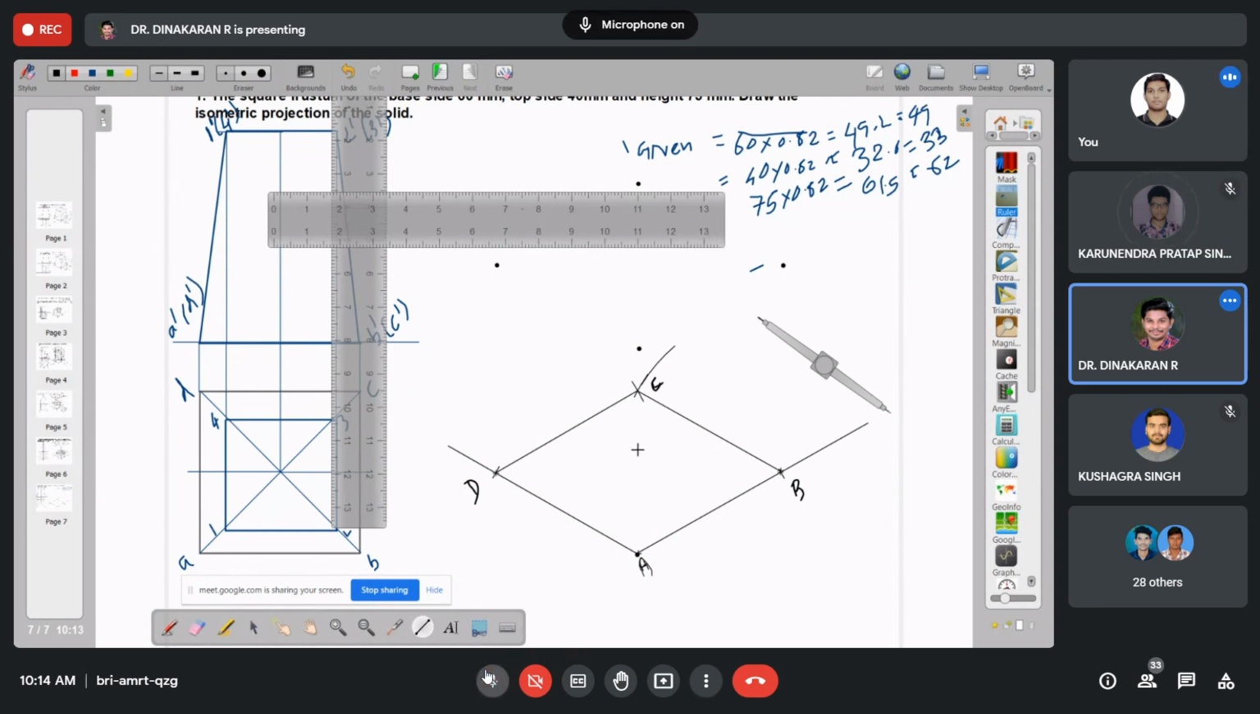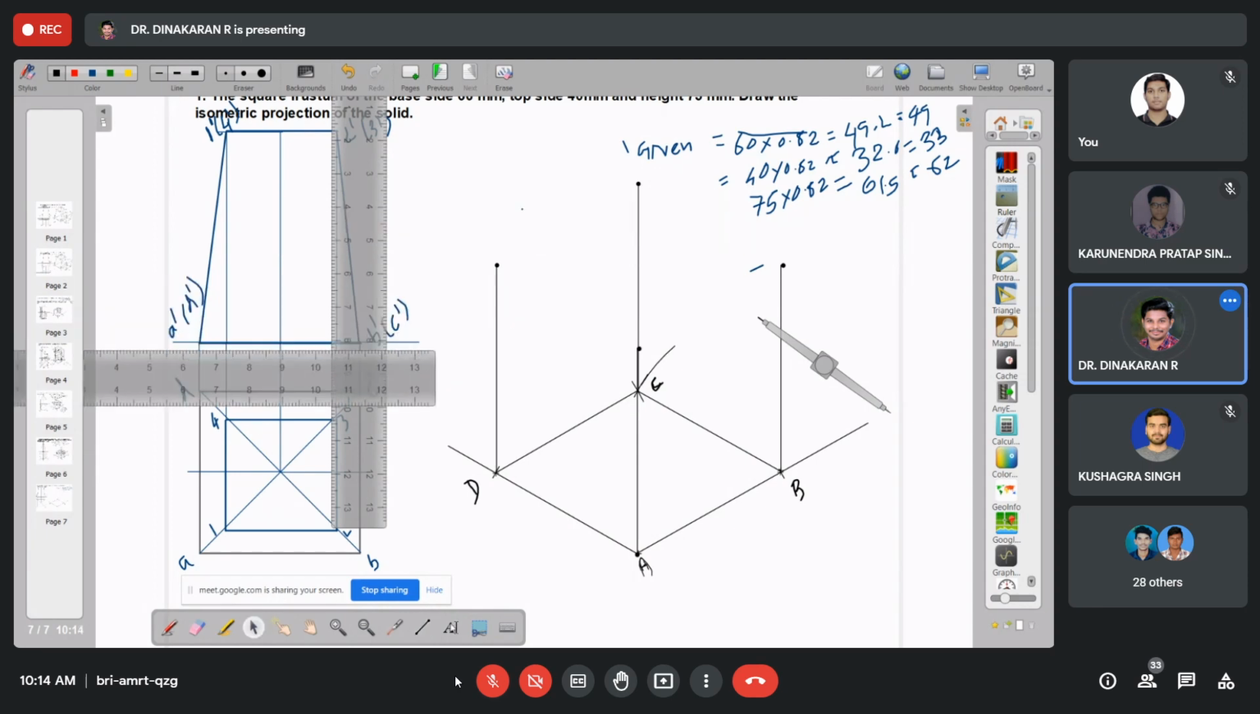Yes, sir. And after that, from this point, extend this side, and from this point, extend this point. From this point, this A will come on the same point. I'm right. Same line. And after that, this point.